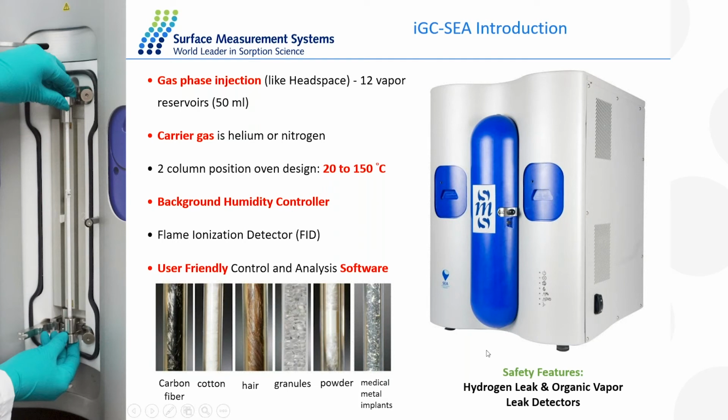In our iGC-SEA system, we can measure a wide range and variety of samples. Here at the bottom, we can see a few examples. We have carbon fiber, cotton, hair, granules, powder, and so on. So it's very diverse, and we can actually analyze a lot of different types of samples.